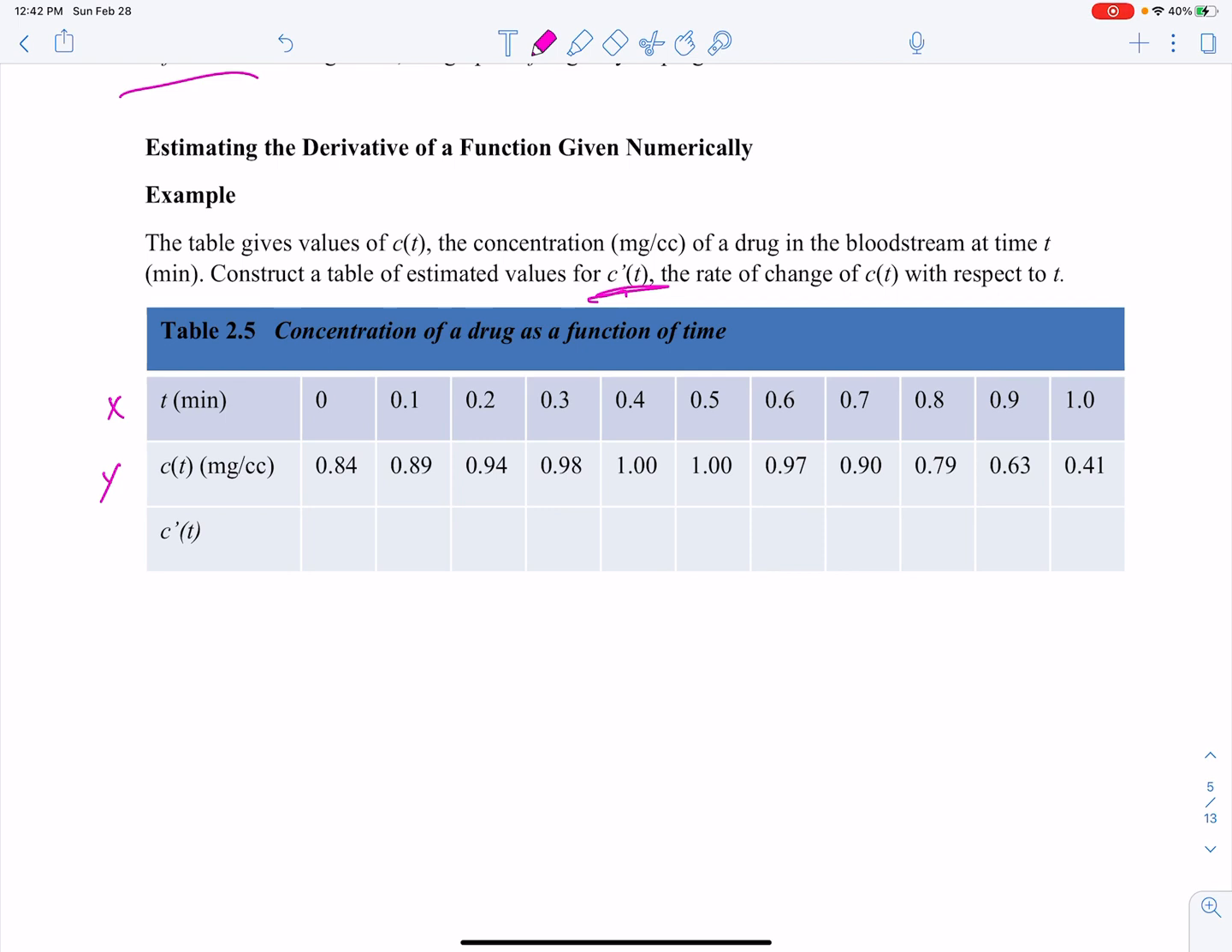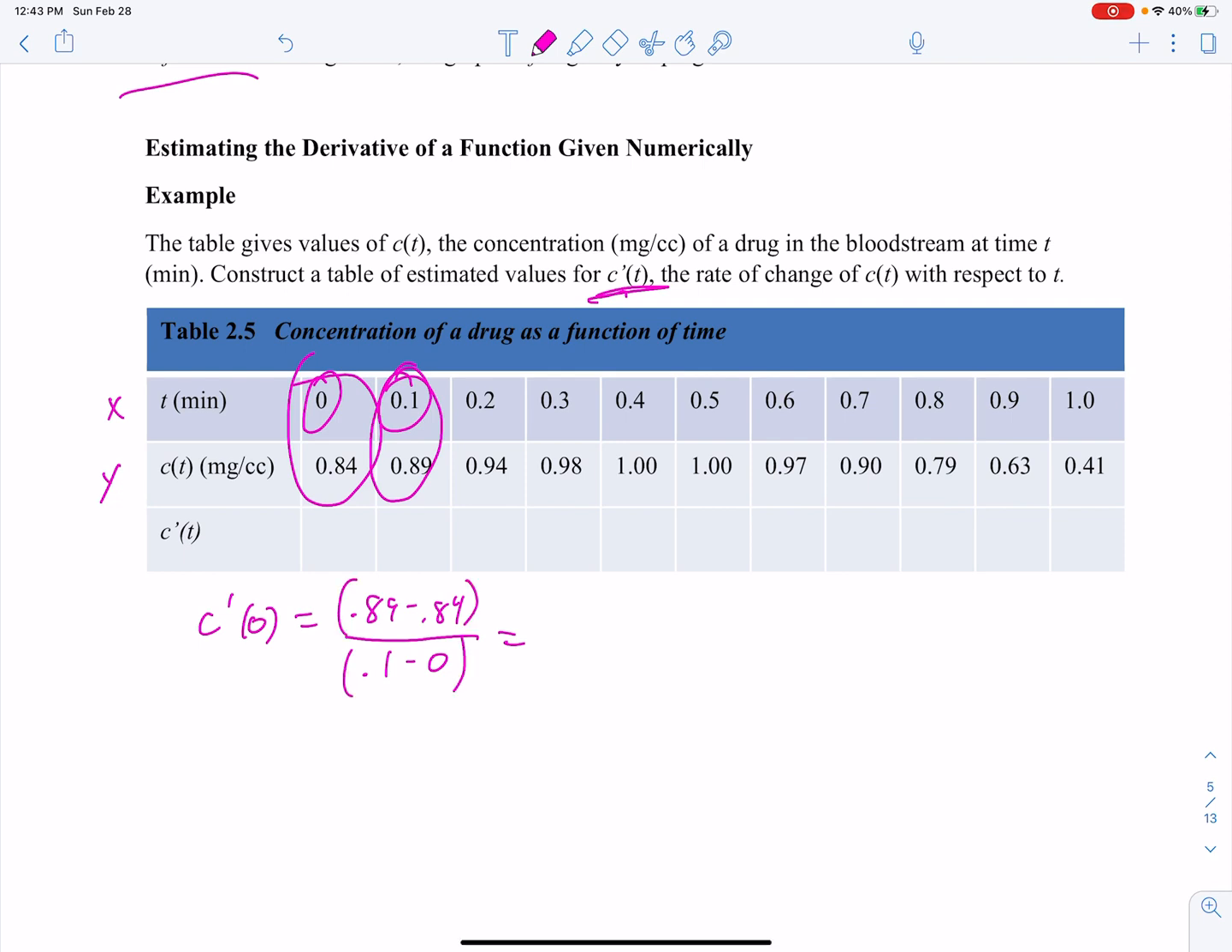All right, so we've done this before. In other words, we're going to calculate the slope between 0 and 0.1. Let's do that first. So c prime of 0, we use these 2 points, right? We'll do 0.89 minus 0.84 over 0.1 minus 0, change in c over change in t. Punch that into your calculator. Again, use parentheses appropriately. Be careful with those parentheses. And we should get 0.5. So right here, the derivative is estimated at 0.5.